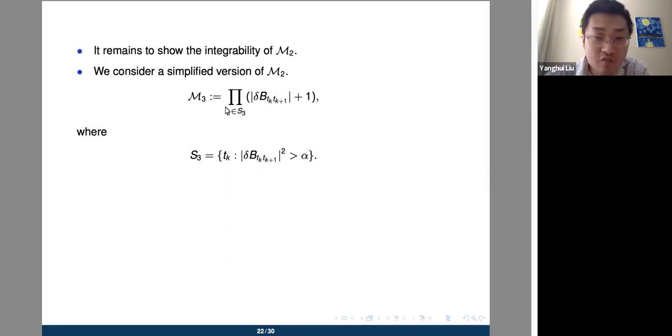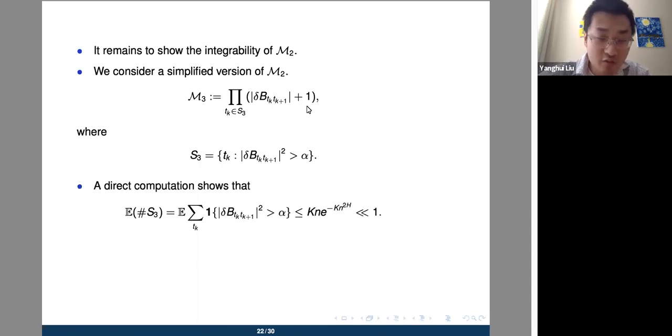So we introduce this simplified version. We call it M3, which is the product of the increment of B plus 1. Here t_k is the partition point from S3, where S3 is the set of t_k such that the increment squared is greater than alpha. Our goal now is to show that this is integrable. This is a very interesting problem.